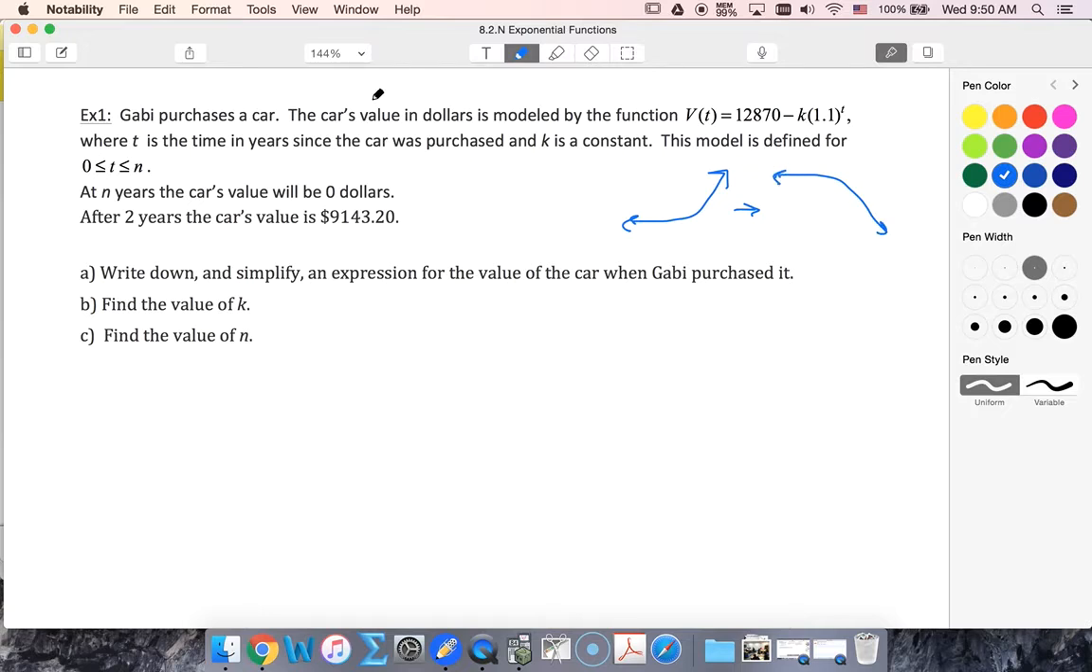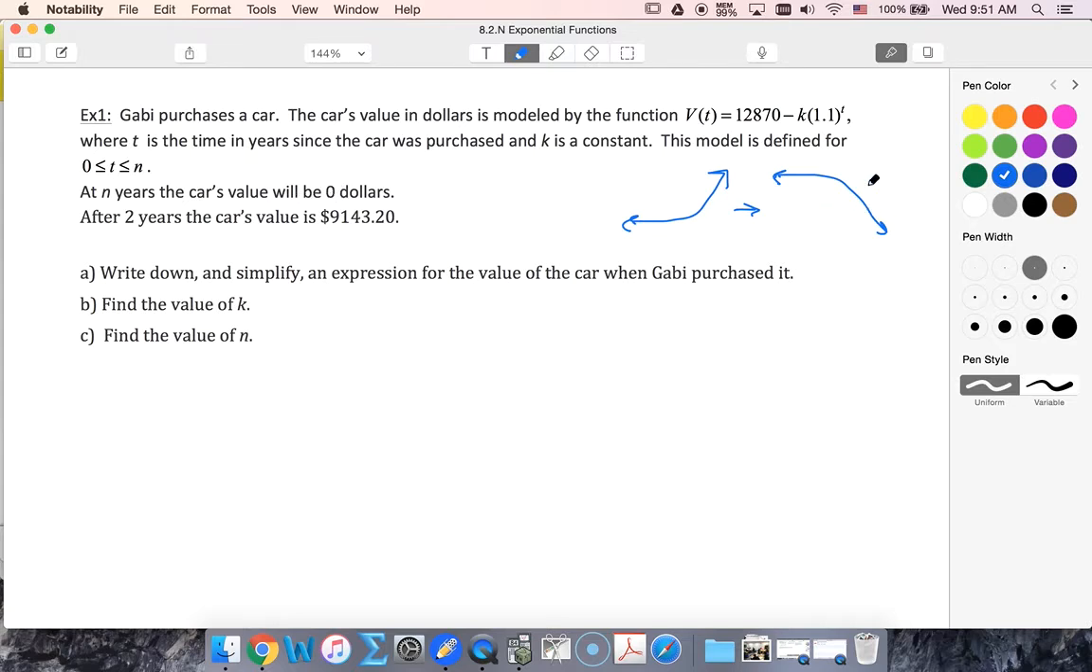And if we're thinking about our value of a car, values of cars start high and then immediately drop down. So that's sort of what we're thinking about, that we're going to buy a car and then its value is going to decrease the longer we own it. So we're starting from when we buy it at 0 years and then going to n years. At n years, the value of our car is 0. So that's when our car has lost all its value.